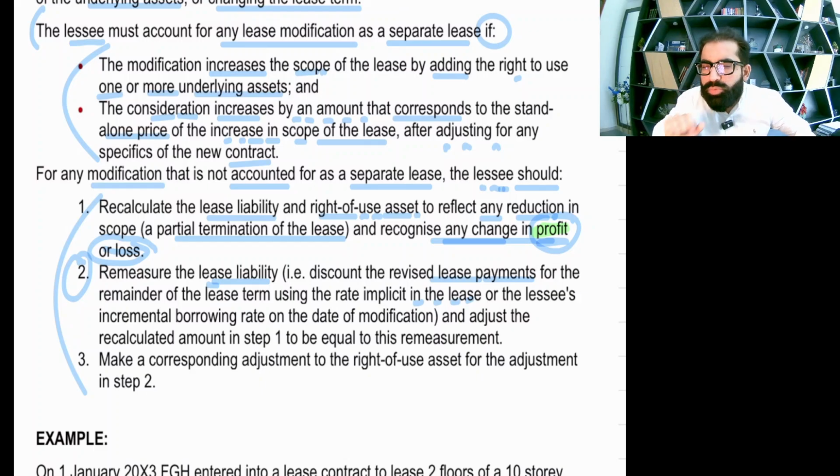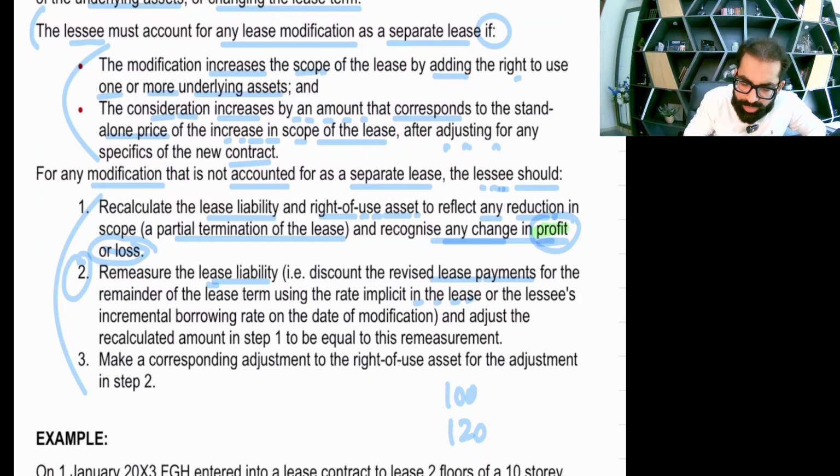You will compare these two. For example, the old lease liability just after modification is 100 and the new lease liability is 120. So it is increasing by 20. So you will make the entry ROU debit and lease liability credit by 20.